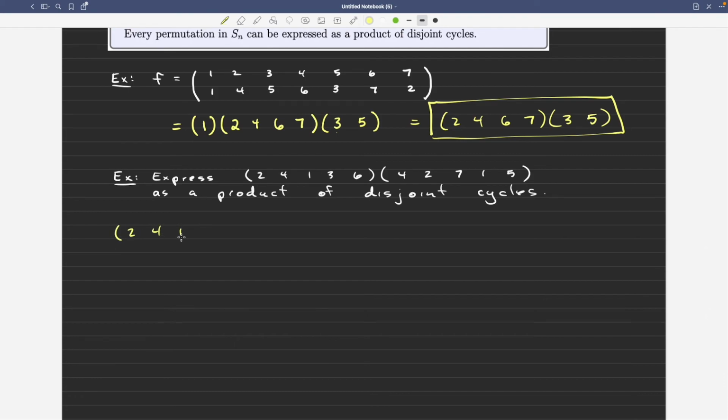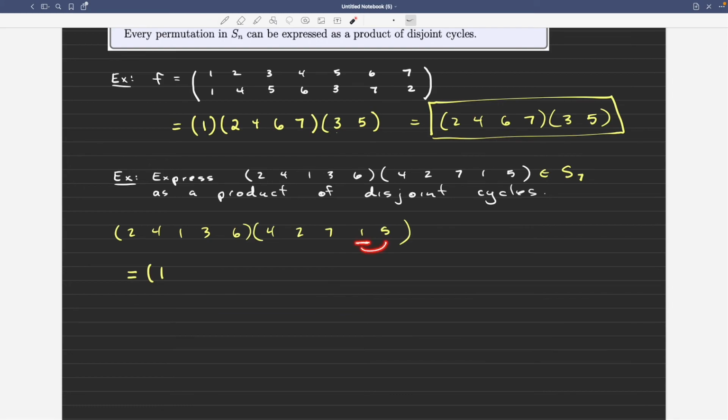(2 4 1 3 6)(4 2 7 1 5). Now the biggest number I see in all of this is 7, so I'm just going to assume that these are in S7. Okay, so here's how I can write this as a product of disjoint cycles. Start with 1. You got to start somewhere. And then we're going to figure out where 1 goes to in this composition. Now remember, you do compositions, you read right to left, right? So I'm going to start with the rightmost 1 that I see, which is here.